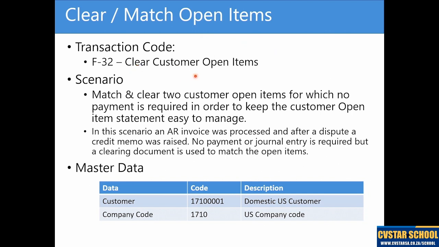So the scenario here is we've got two customer open items. No payment is required, but we want to keep the customer open item statement easy to manage by not listing entries that no longer need to be followed up on. So in this scenario, we have an AR invoice that was processed, but after a dispute, a credit memo was raised for the customer. So no payment or journal entries needed, but a clearing document is used to match the original invoice and the credit memo to clear the open items. So here again, we're going to use our same customer number and company code 1710. So let's see what that looks like.